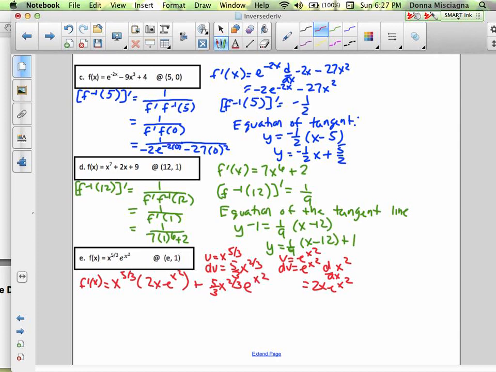Let's simplify this a little bit. Let's make that 2 in front. Let's put the e in front as, we'll combine the x's. So we'll put the x's first. Well, we have x to the 5/3 times x. All right, so when you multiply like bases raised to a power, you add the exponents. So 5/3 plus 3/3 is 8/3.